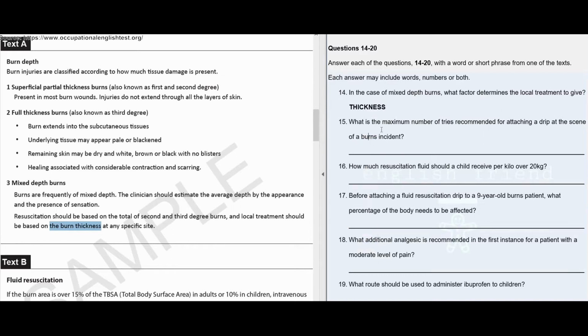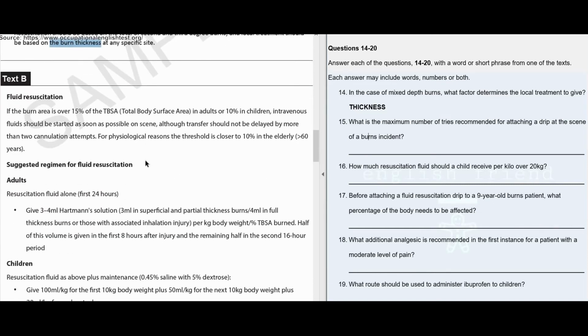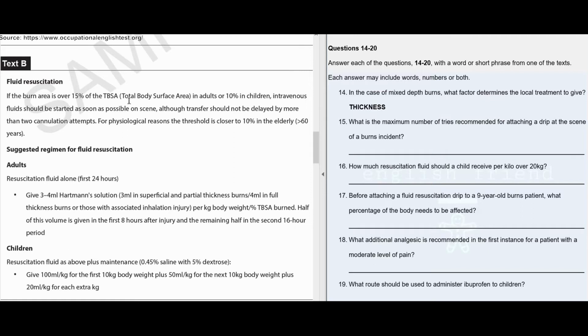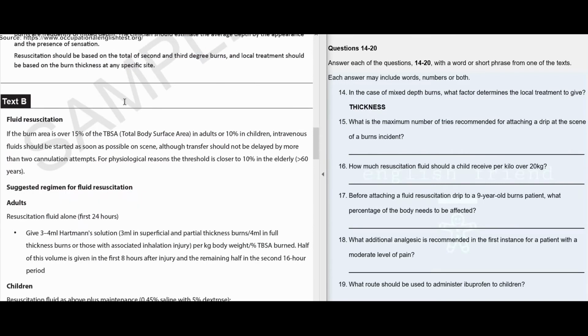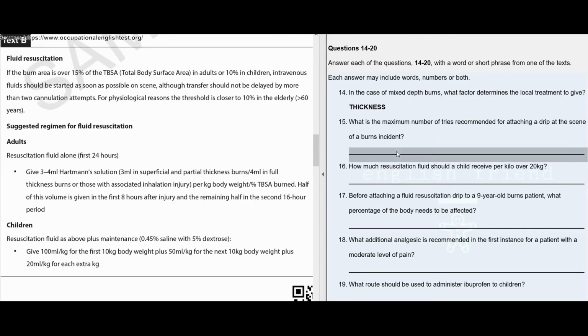Now question number 15. What is the maximum number of tries recommended for attaching a drip at the scene of a burns accident? Now that can be found in text B here in the first paragraph. If the burn area is over 15% of the TBSA in adults or 10% in children, intravenous fluids should be started as soon as possible on scene, although transfer should not be delayed by more than 2 cannulation attempts. So that is the answer for the question. So the number of tries, it's 2, or you may write that in words if you want, but I would recommend you people to write the number.